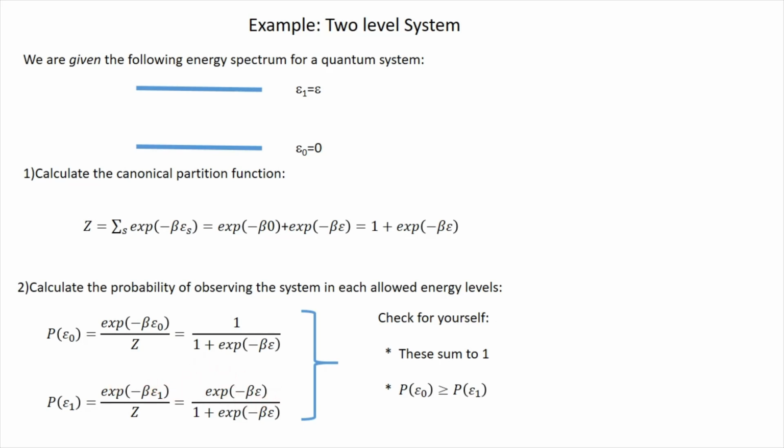So you can check for yourself two things. Number one, when you add these two things together, they sum to 1. And then you can also note that the probability of being in the ground state is always bigger than or equal to the probability of being in the excited state. That's kind of important. Maybe we'll say more about it towards the end. These facts are generically true, not just for this system.